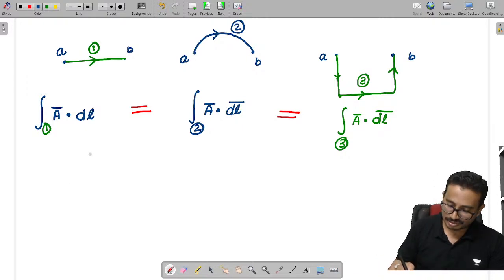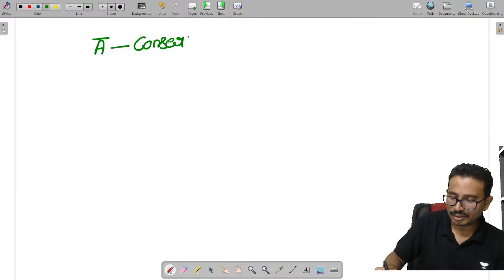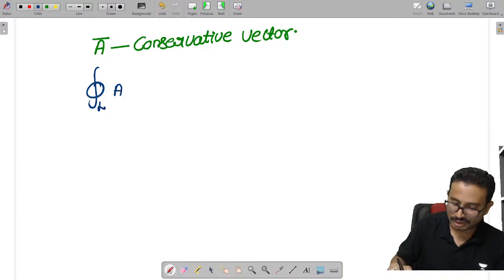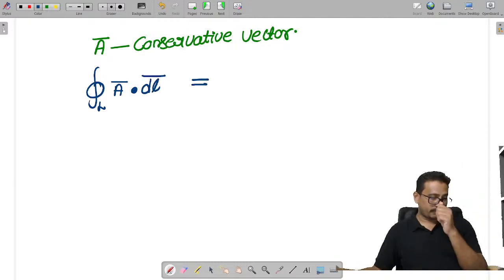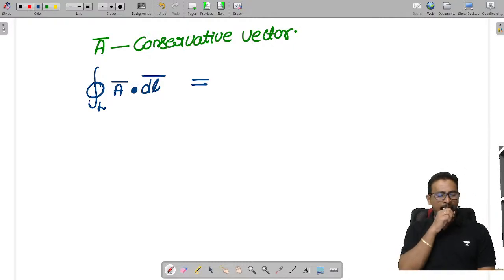Now if you look carefully, tell me what happens here if the vector is a conservative vector. Let us see. Let us say A is a conservative vector. Now you tell me, the closed line integral of A dot dl, what will you get? If the vector is a conservative vector, what is the value of this closed line integral? Tell me.